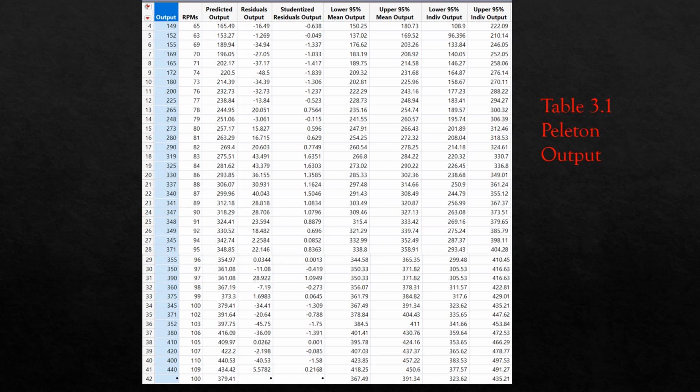Next door to that, I have a confidence interval with a lower and upper value for the mean output. We'll discuss how to interpret this in a minute. The individual confidence interval would be for a single Peloton rider.